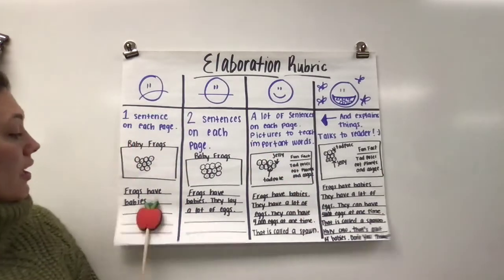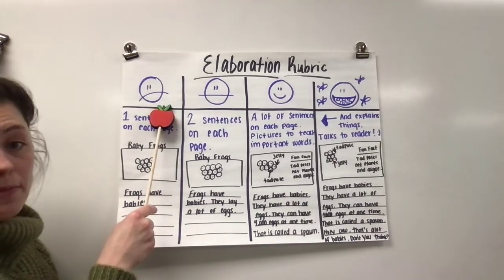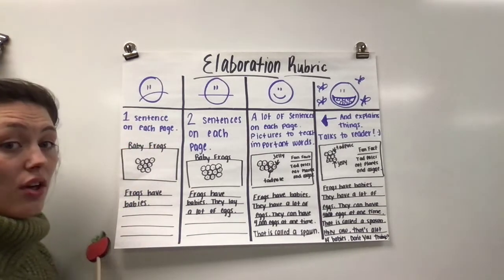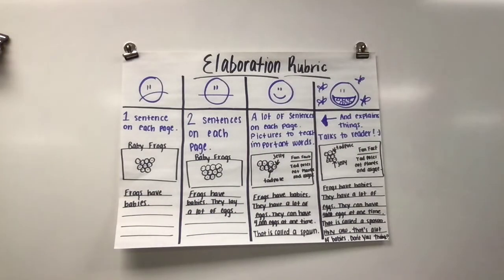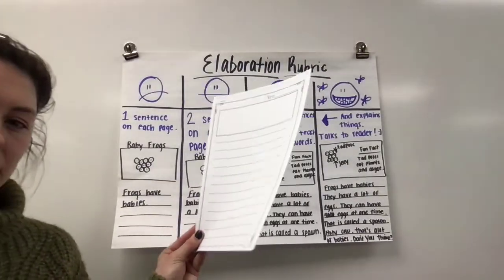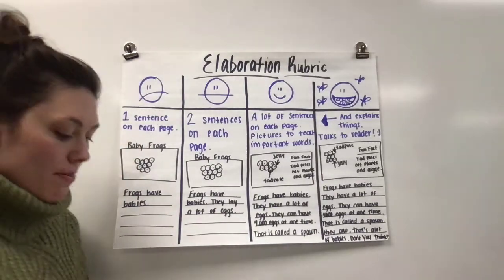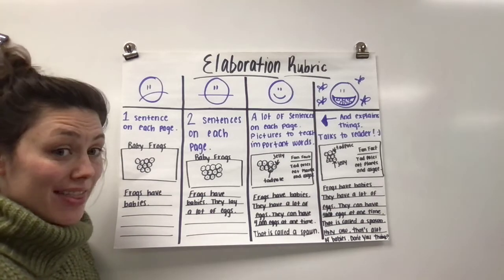So if you want to achieve really not so good writing, then you are only going to have 1 sentence on each of your pages for your book. And let me grab your book so that you know what I'm talking about. So this book right here, this is what I'm talking about when I refer to your book. You should have gotten that in your materials, I think last week. Just make sure that you keep it in a safe place because we are going to be using it eventually once we get all of our details together.